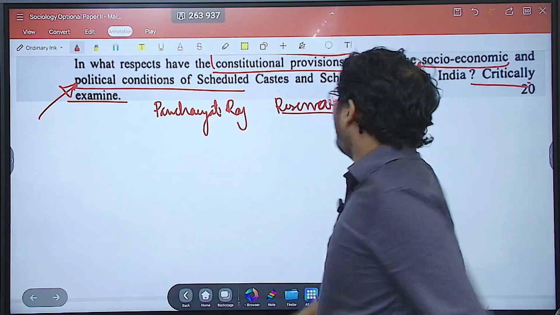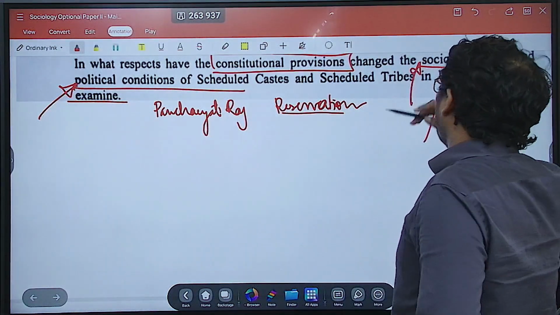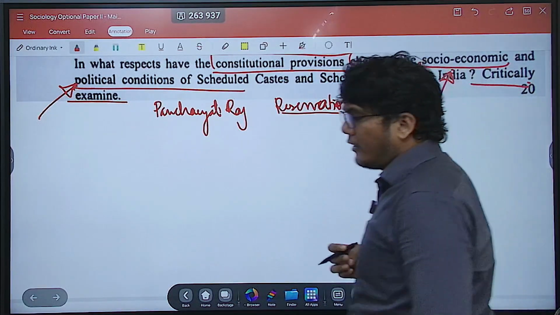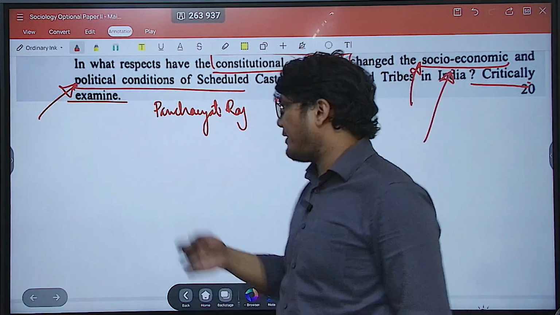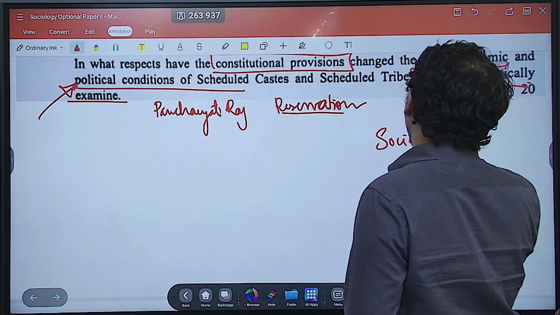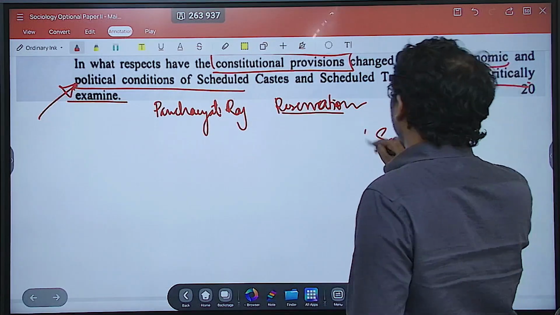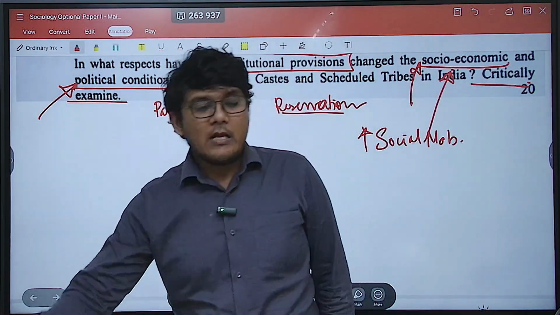And then use Max Weber's theory of diffused power, wherein it is not just the caste but the economic and the political power, as a result of which this has led them to upward social mobility. This is one side. Now what will be the other side?